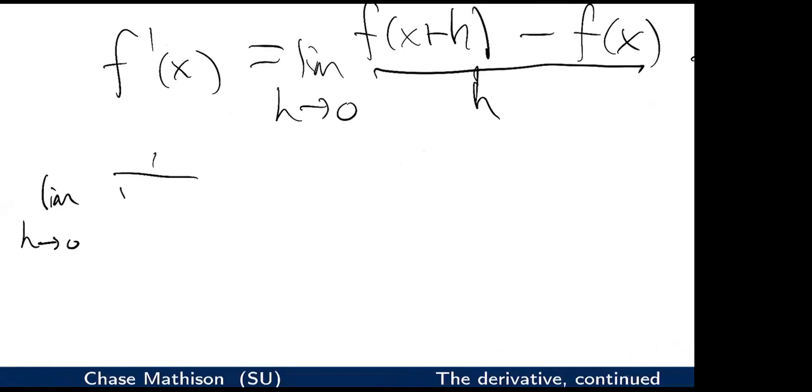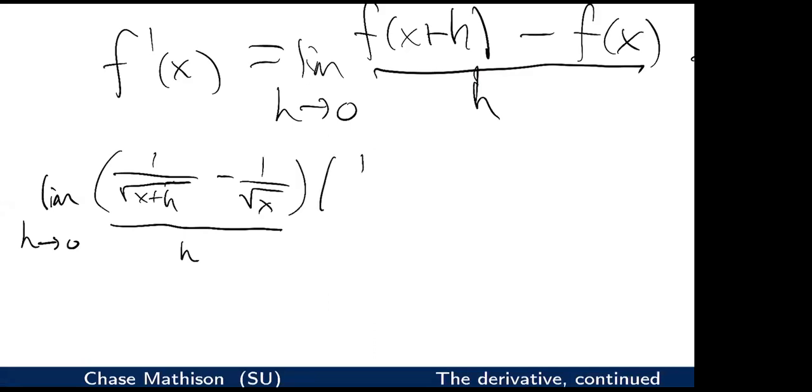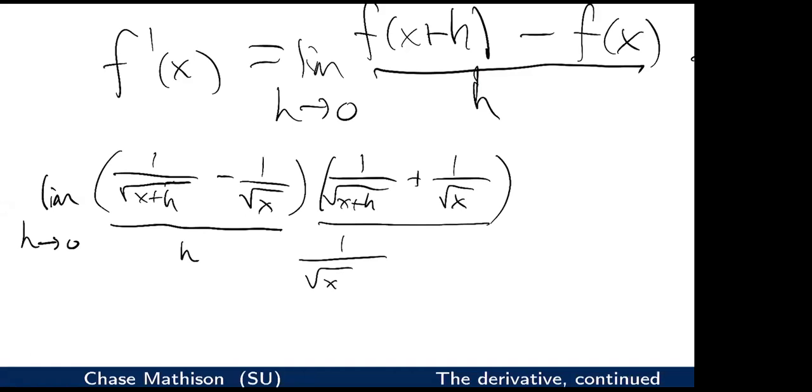So I get 1 over the square root of x plus h minus 1 over the square root of x, all over h. So I'm going to multiply this top and bottom by 1 over the square root of x plus h plus 1 over the square root of x, divided by 1 over the square root of x plus h plus 1 over the square root of x.